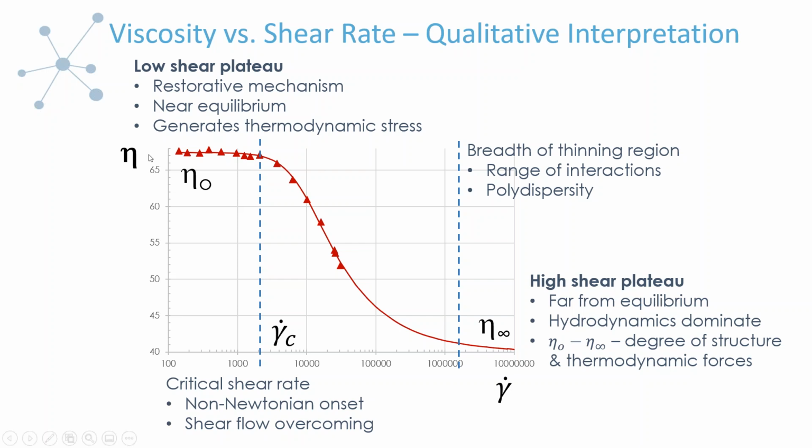The zero shear viscosity, or the low shear plateau viscosity, is this plateau initially, prior to the onset of shear thinning, prior to this critical shear rate. And then after the shear thinning has ceased, at high enough shear rates, you'll ultimately merge to this high shear or infinite shear plateau viscosity. And they're very different in terms of what they're telling you.